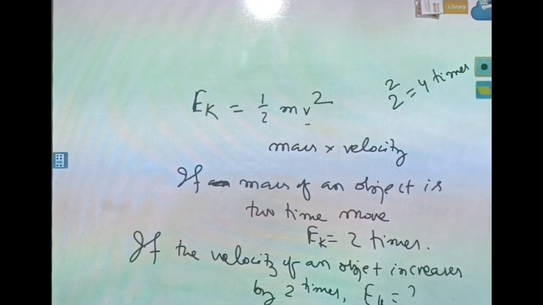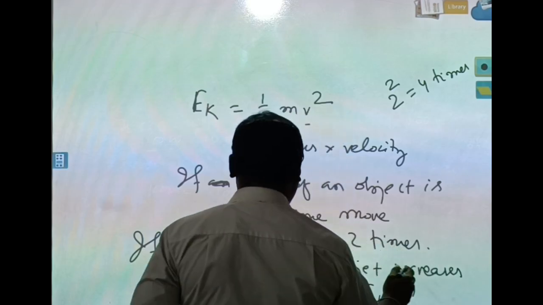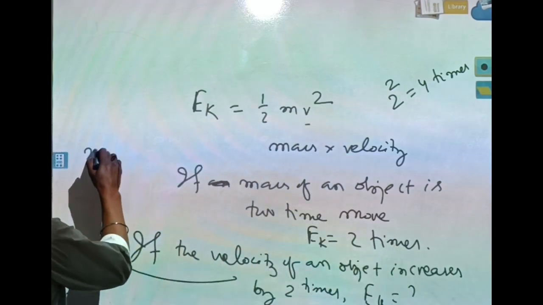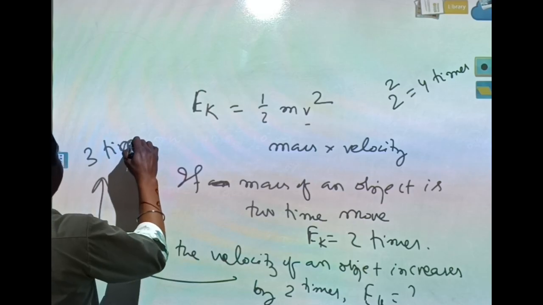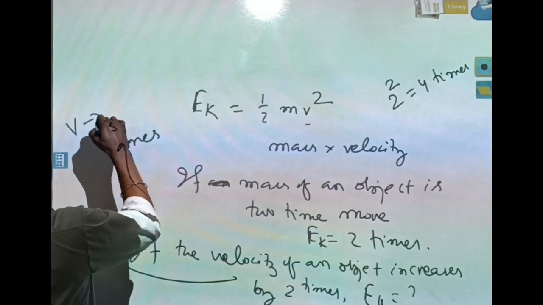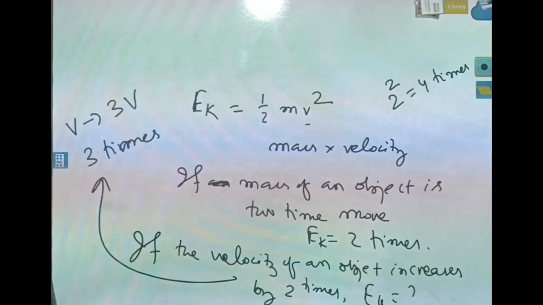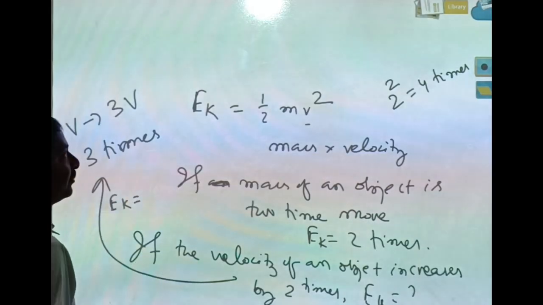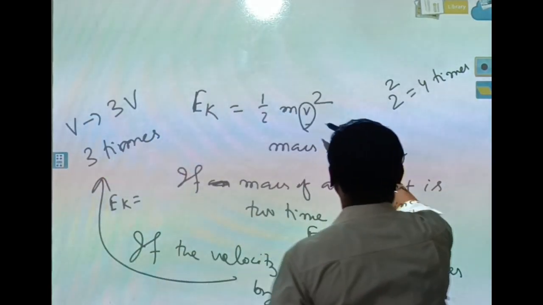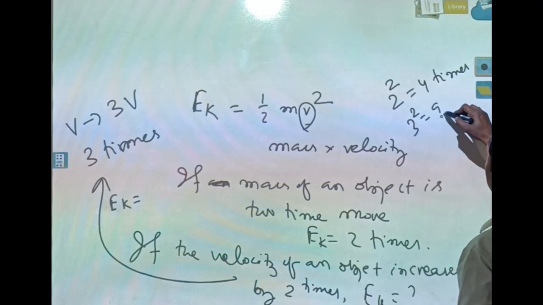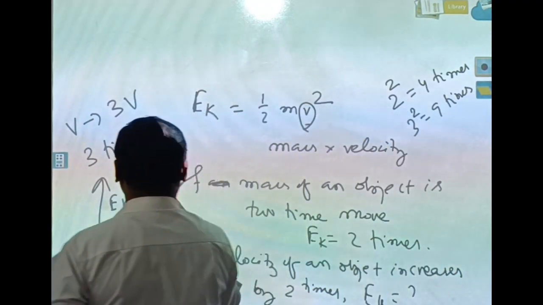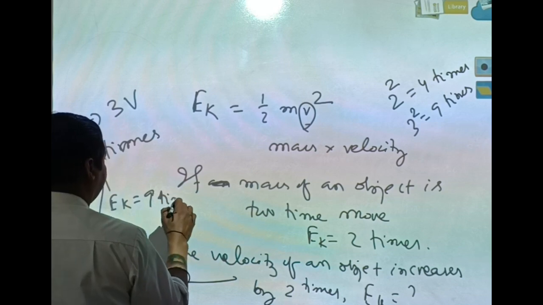If the velocity of an object increases by 3 times, means velocity will be 3v, how much will Ek be increased? This is 3 square, 9 times. Ek will be 9 times more.